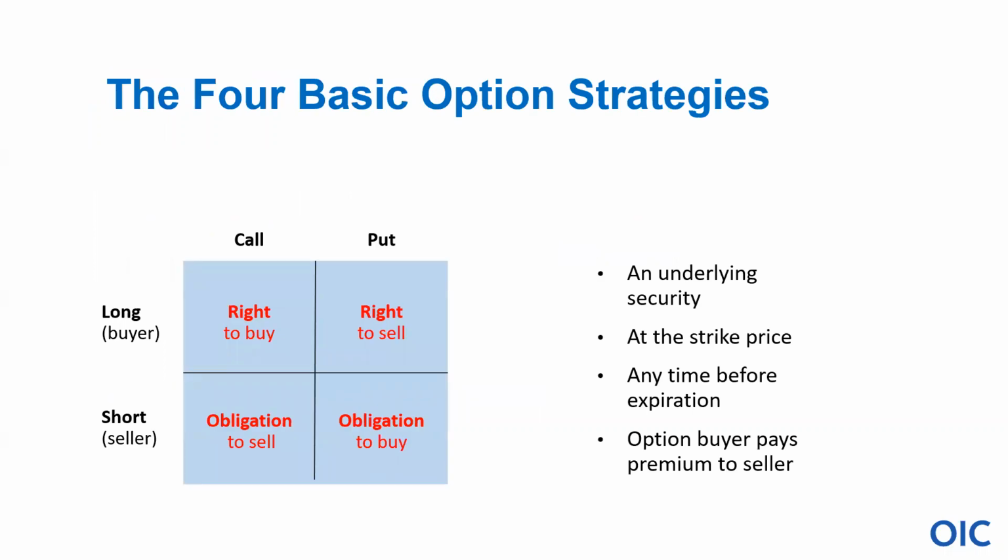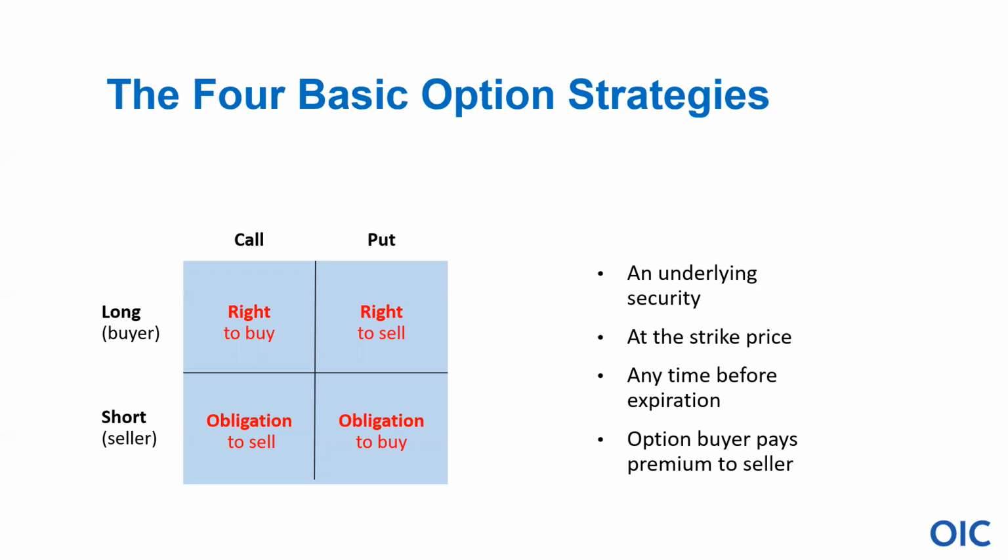The four basic option strategies I've put here. If we go through them one by one, if I'm long a call, if I have bought a call, I have bought the right to buy the underlying security at the strike price any time before expiration. And as the buyer of the option, I'm paying a premium to the seller. Same thing applies to the buyer of the put option, but in that case, I'm acquiring the right to sell. All right, so I'm in the driving seat. I've paid the premium to the seller for this, so I've bought a privilege. I've bought a right, and that's true for buying a call and buying a put.